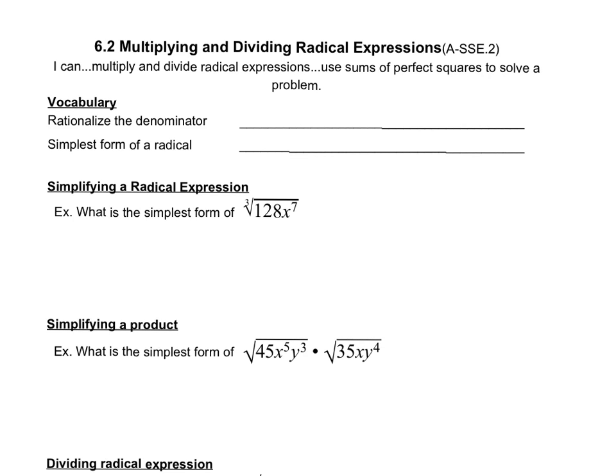Back in 6.2, we're talking about multiplying and dividing radical expressions. And when we are simplifying these radical expressions, I look at this example, the cubed root of 128x to the 7th. Now, to simplify this, we just want to make sure that there are no perfect cube factors within this when we're done. So we can go ahead and break it down.